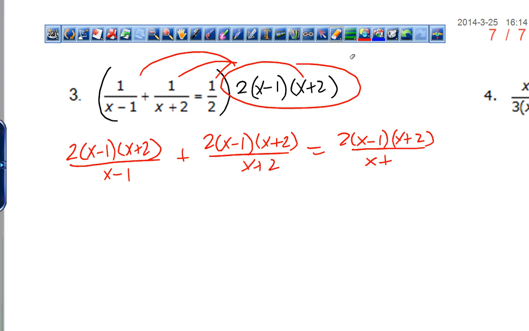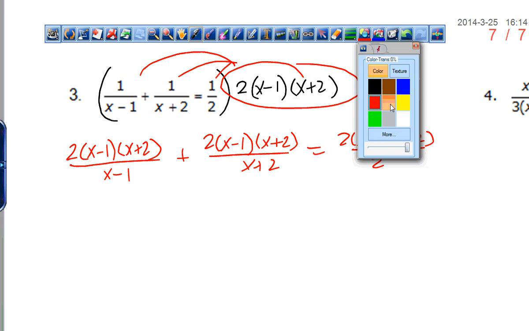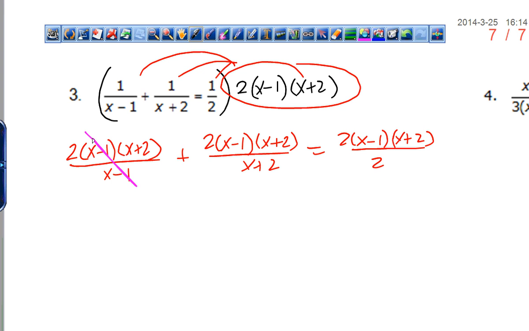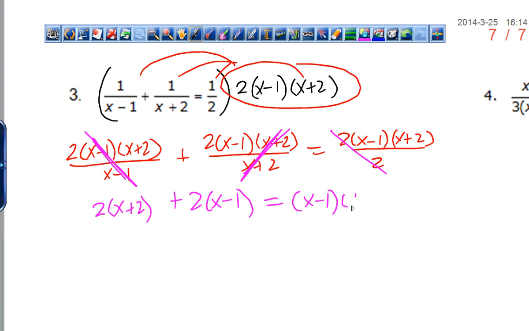Oops, just 2. All right, then we can see what's going to cancel out. Because remember, we're trying to get rid of all the denominators. So x minus 1 goes away. Yep, x plus 2, and then the 2's. So now I'm left with 2, and then x plus 2. That's a distribution problem. 2 times x minus 1, also distribution. And then we have a binomial times a binomial, which means we're either going to be box methoding, or foiling, or double distribution, or whatever you want to call it.